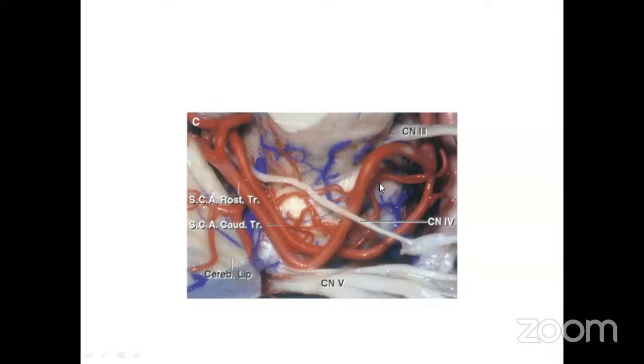So sometimes these arise early at their proximal origin. So the two trunks come down making a loop, but the inferior trunk is the one that compresses this nerve. The superior trunk goes far away from this trigeminal nerve, and most of the time the main trunk goes here, and then this artery is divided into the rostral and caudal trunk.